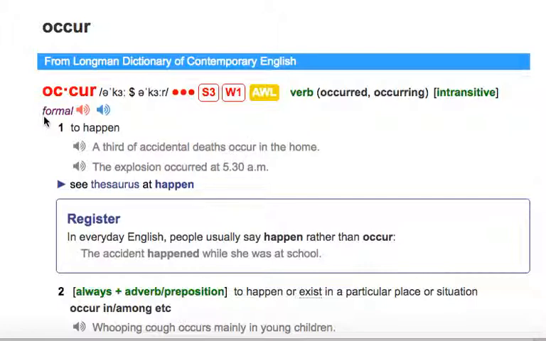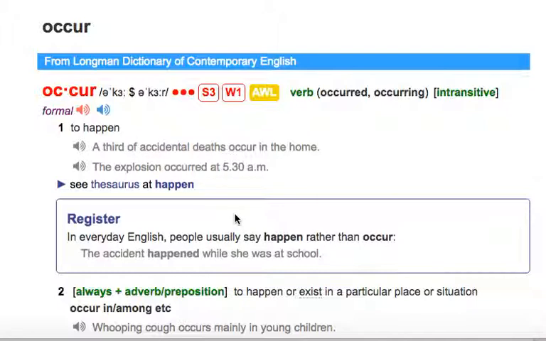It's formal. The first meaning, to happen. A third of accidental deaths occur in the home. The explosion occurred at 5:30 a.m. Remember, double R.